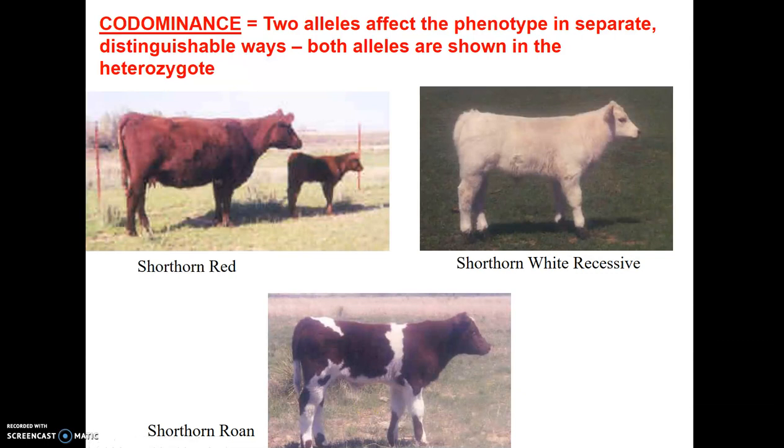So what we see with the complete, incomplete, and codominant versions is that the heterozygote really is what's going to help us determine the way that those genes are expressed, whether it's a complete dominant situation, an incomplete dominant, or a codominant situation. We want to look at that heterozygous individual.